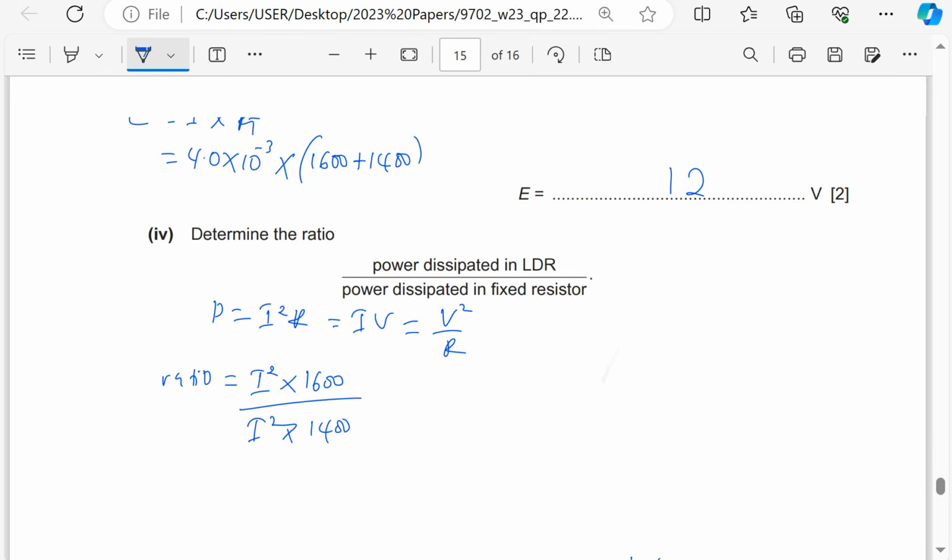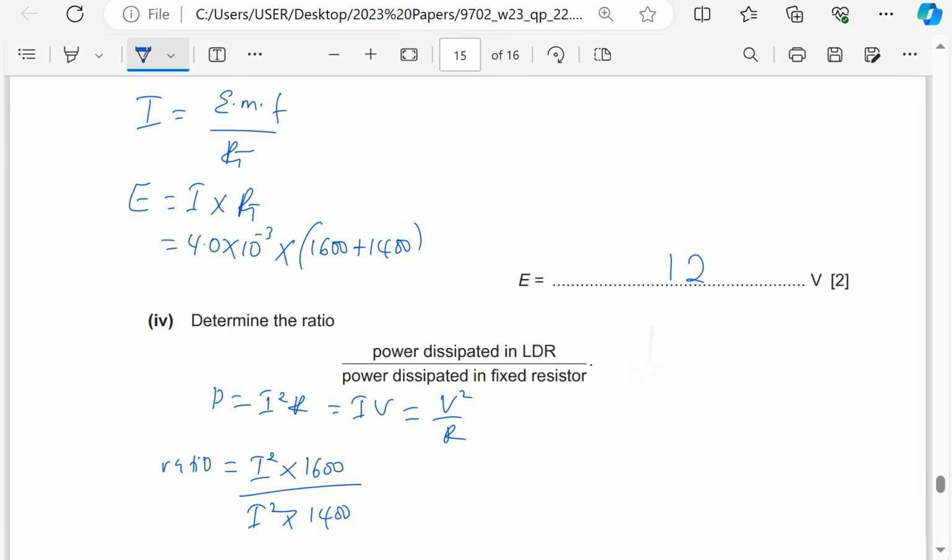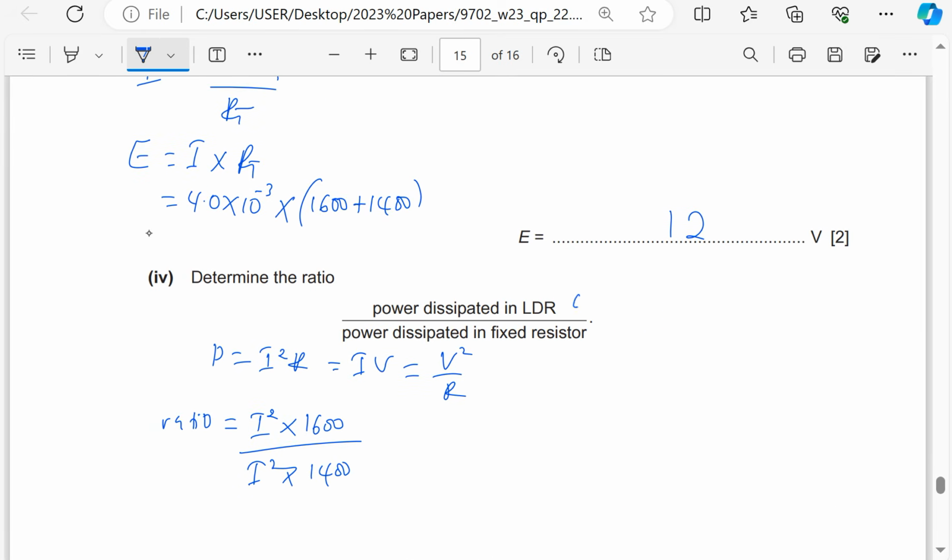Alternatively, you can use V squared. We know the PD across the LDR is 6.4. The PD across the fixed resistor is 12 minus 6.4, which is 5.6.